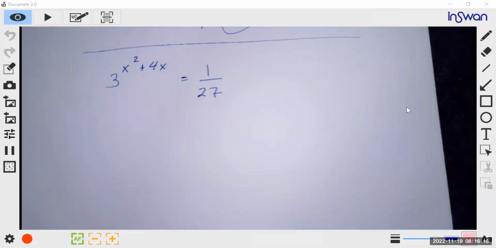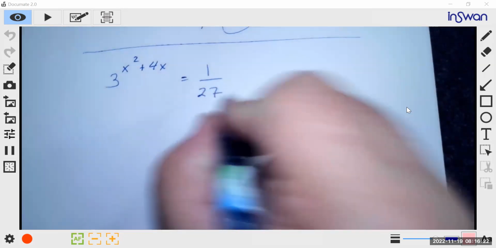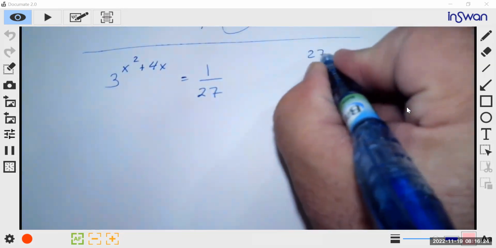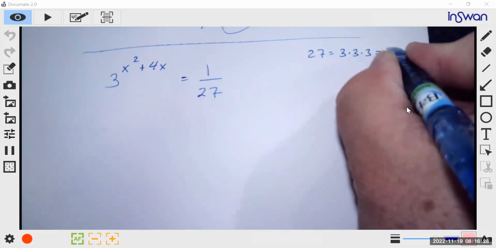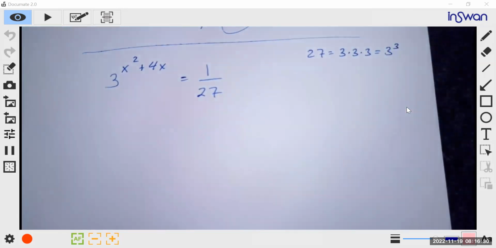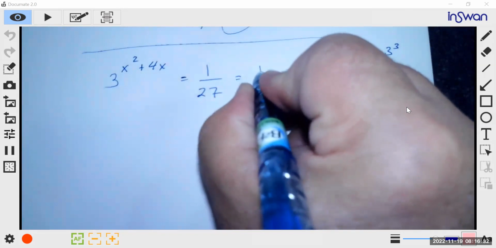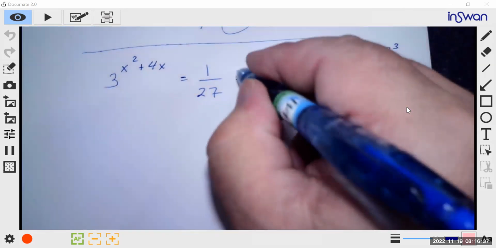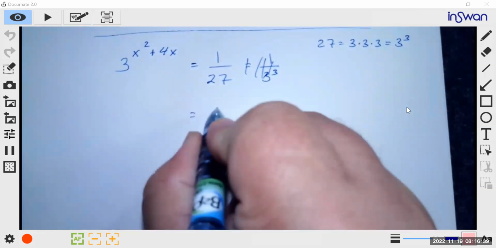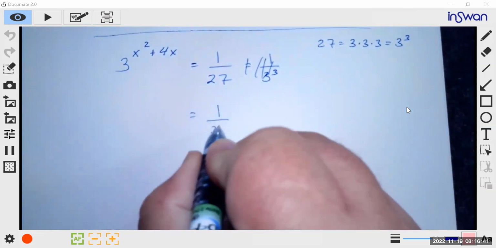3 to the power x squared plus 4x equals 1 over 27. First off, 27, we know from earlier, is 3 times 3 times 3, or 3 to the third. So this equals 1 over 3 to the third.